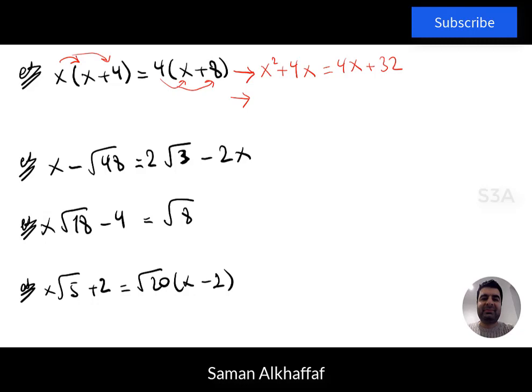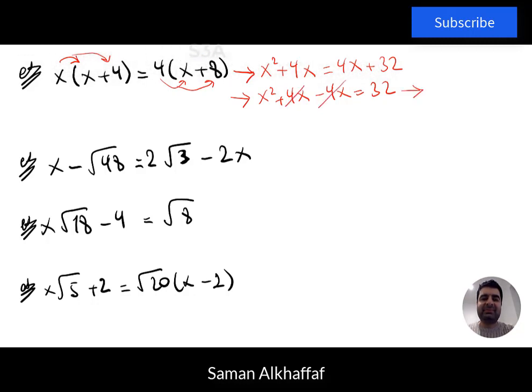Now to make this equation simpler, we move the 4x to the other side, so we have x squared plus 4x minus 4x equals 32. These two 4x's taken away from each other will disappear.